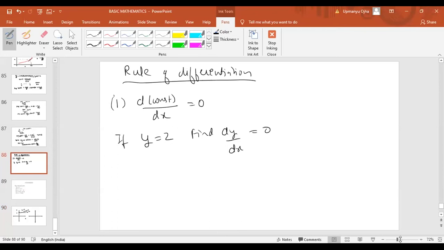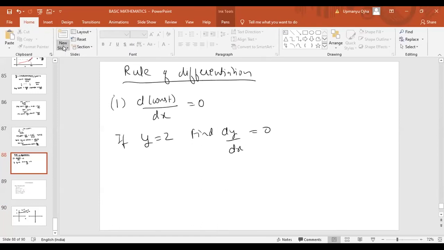The differentiation of a constant with respect to x is equal to 0. So that is the first rule of differentiation, and you have to note all the rules. You have to remember all the rules which I am telling you. It is very important. Without this we cannot do the further chapters.